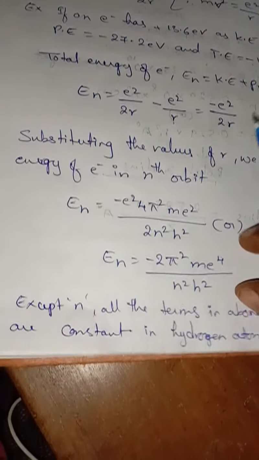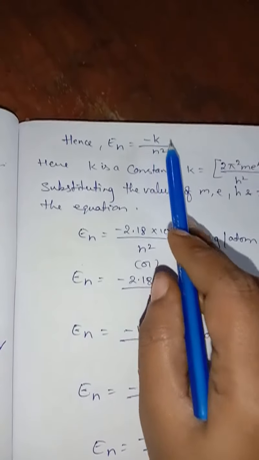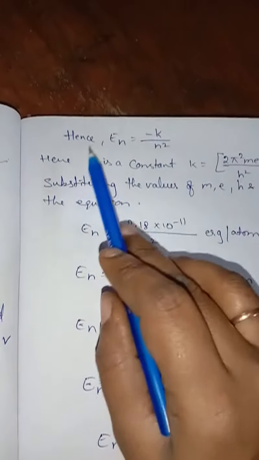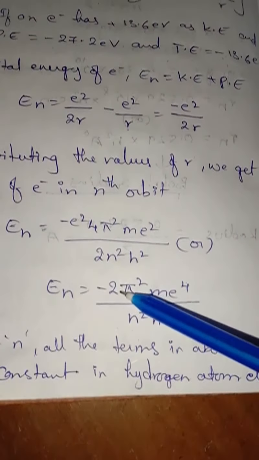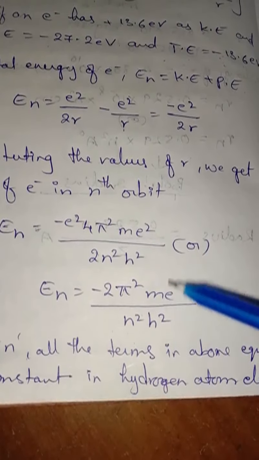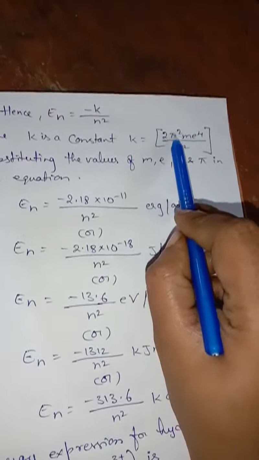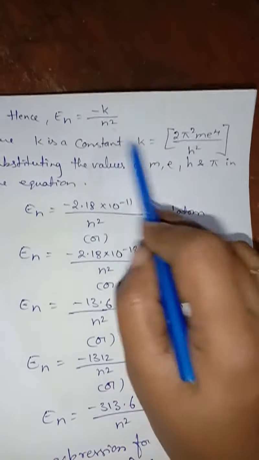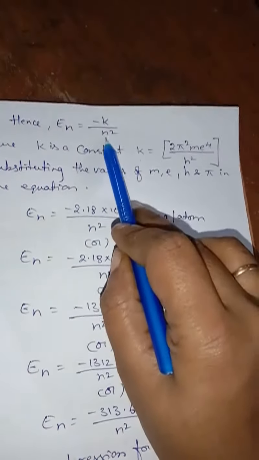So if you want to simplify this equation, yes, you can write like this: En equal to minus k by n square, where k is a constant. What is the k value, children? Here 2 pi square m e to the power 4, already n I wrote there, so by h square. So look at here, k value is 2 pi square m e to the power 4 by h square. Why? What happened to the n square? n square is present here.